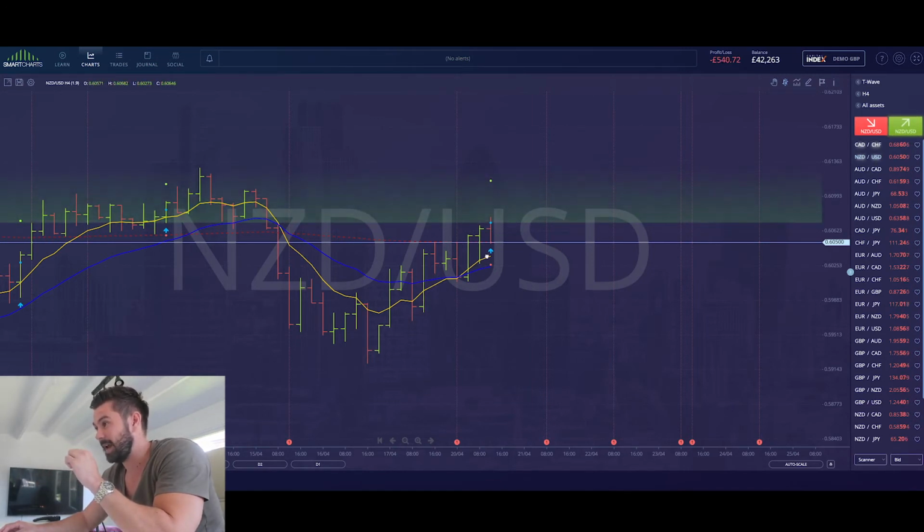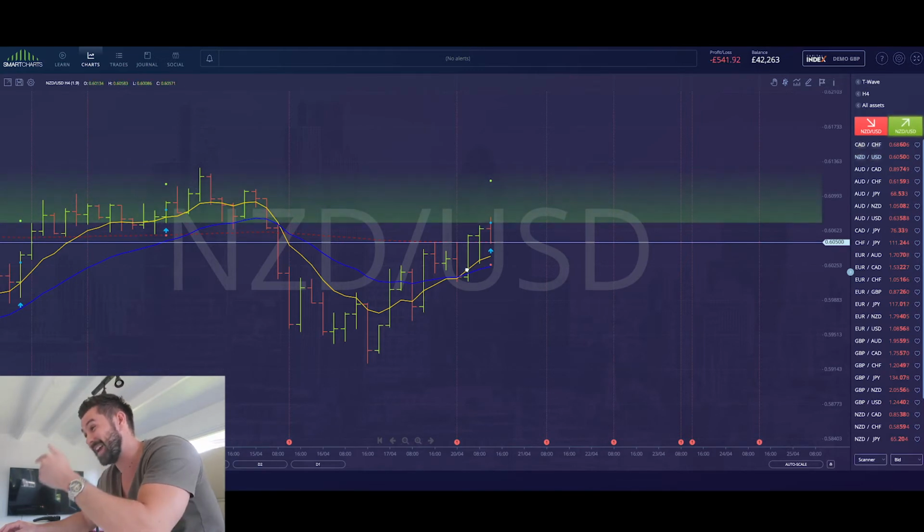The yellow line is the 8. The blue line is the 20. So this is showing as a bullish trend.